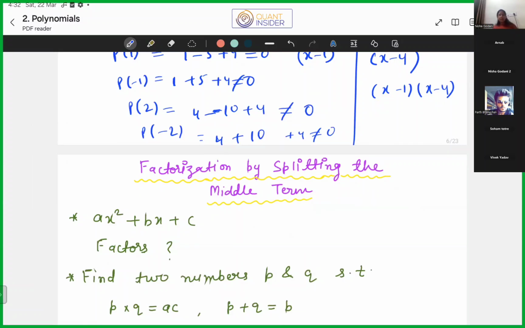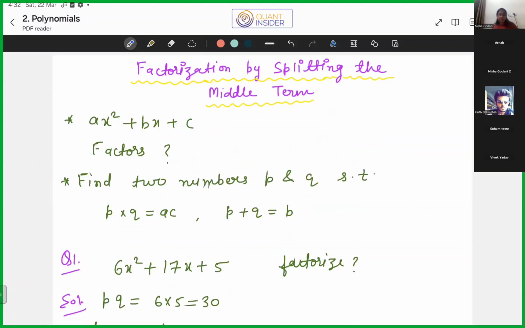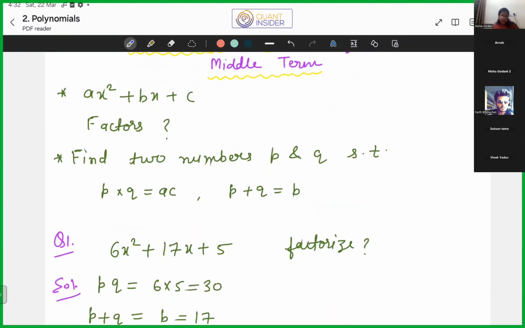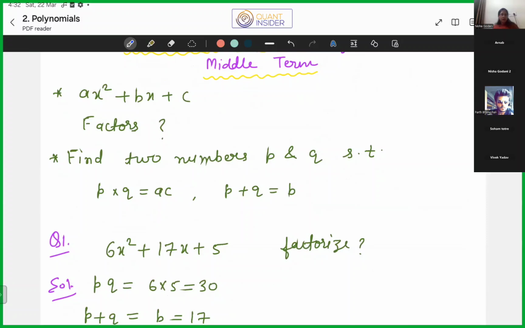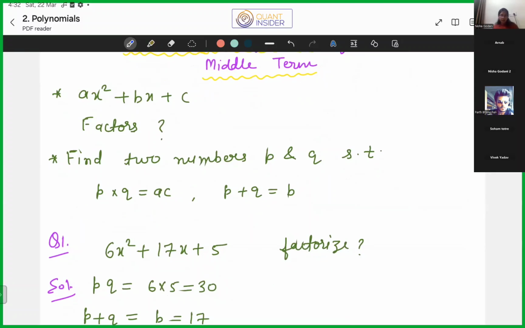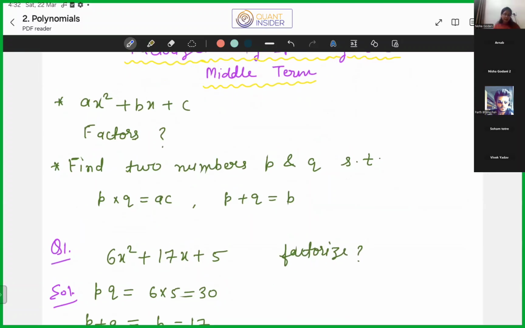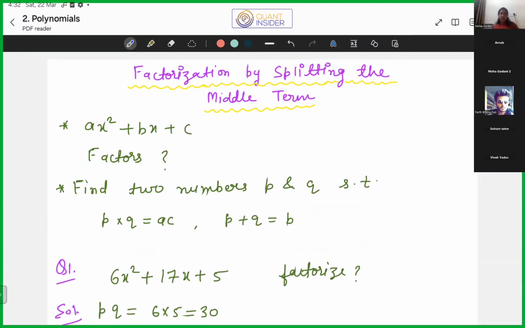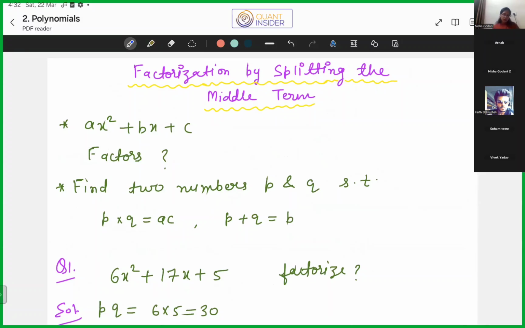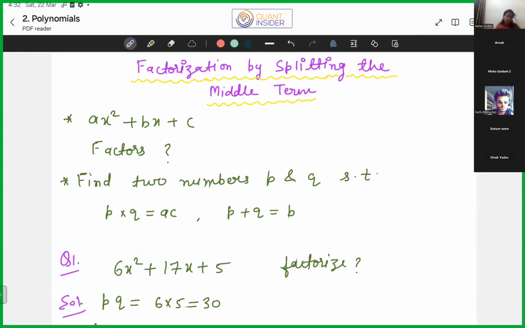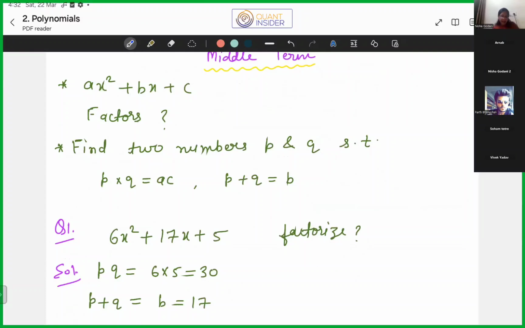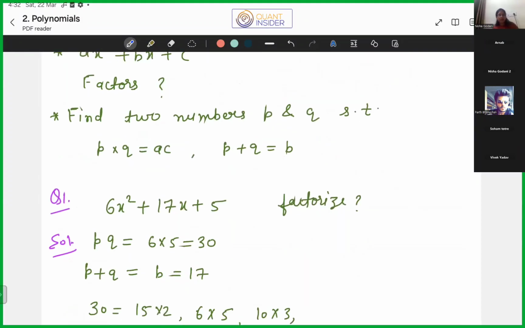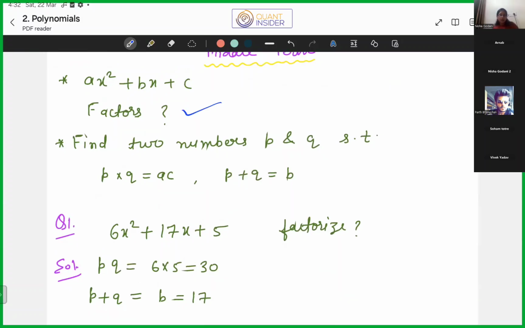Now, factorization by splitting the middle term. So you have ax square plus bx plus c. I'm dealing with polynomials of degree 2 right now. If you have to find the factors for this, there is a method of splitting the middle term. So what to do in this? You have to find the factors for such a polynomial of degree 2, ax square plus bx plus c.